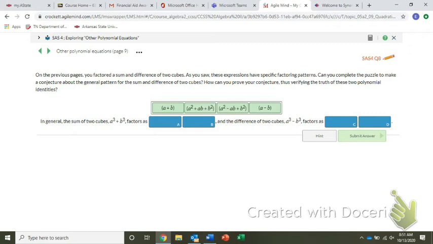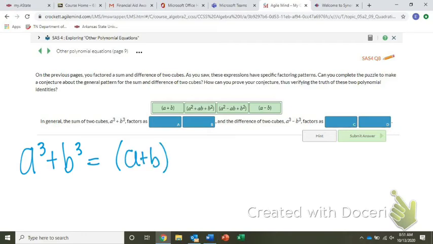First, a cubed plus b cubed. The best way to remember this, what kind of sign is in the middle? It's a plus sign. When you factor that, you have a plus sign first. So remember, plus, plus. It has to have a plus sign.